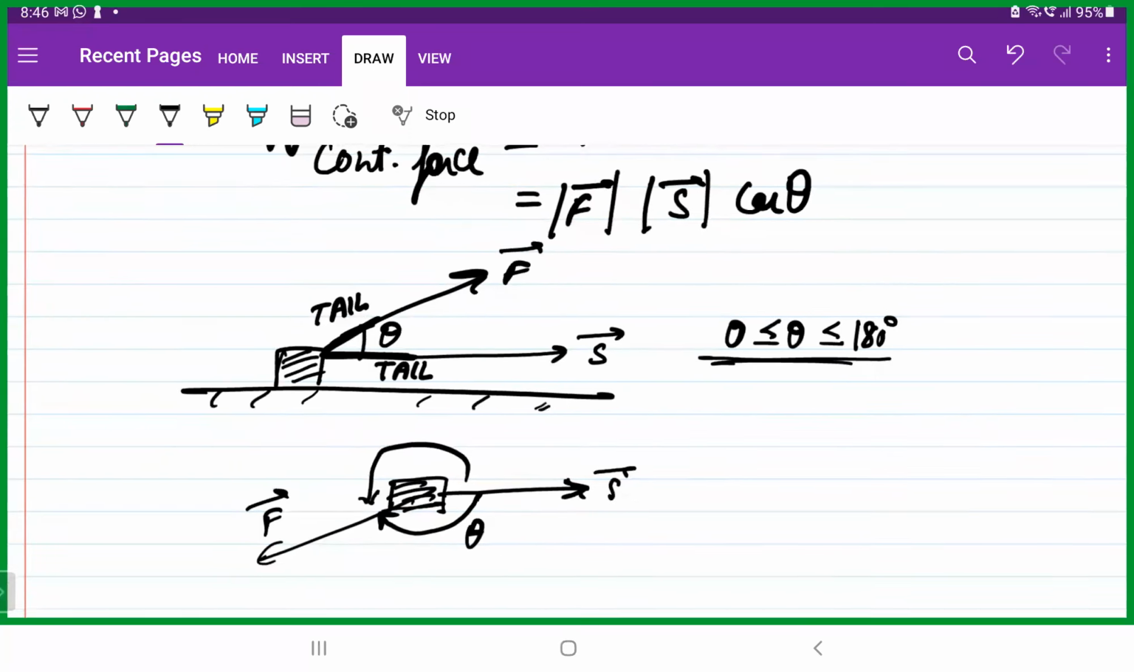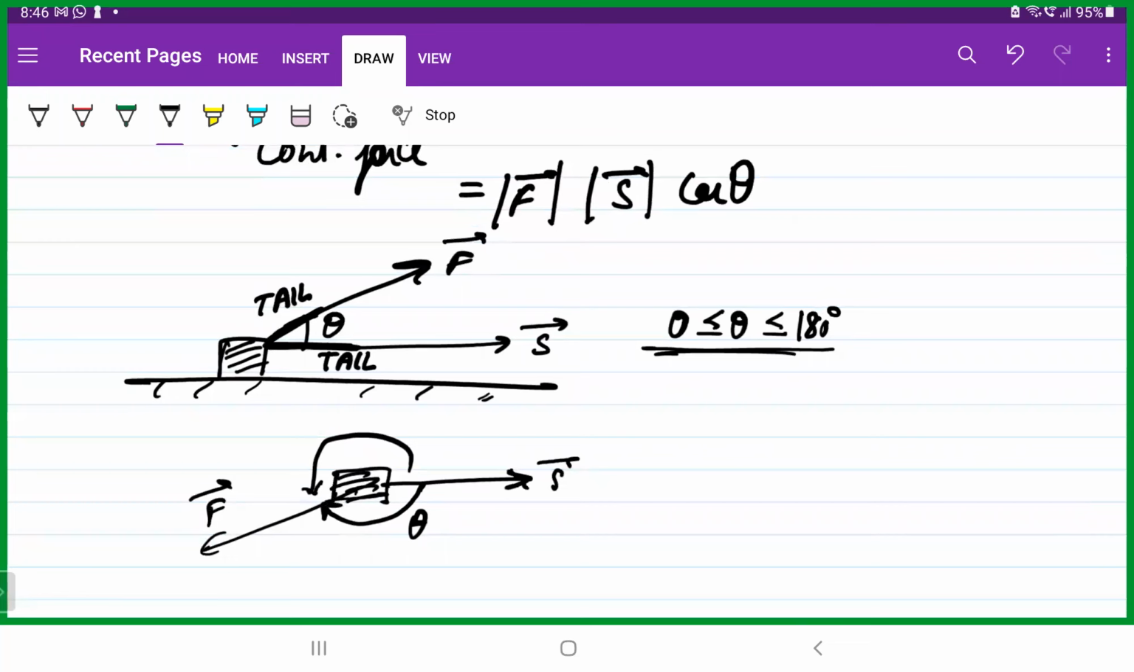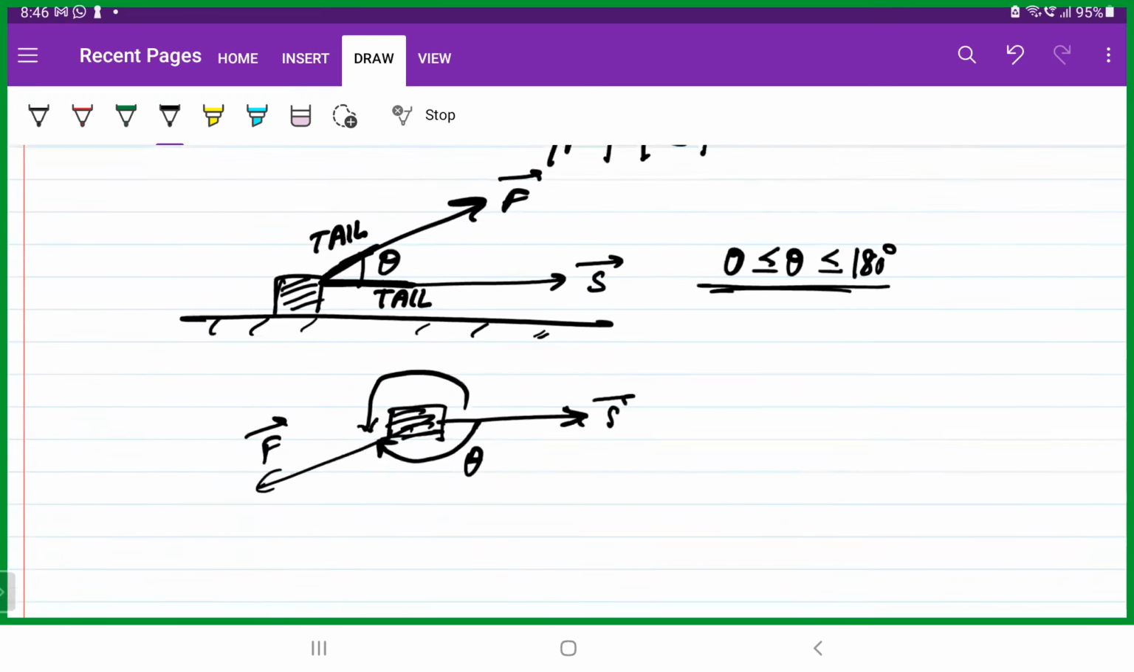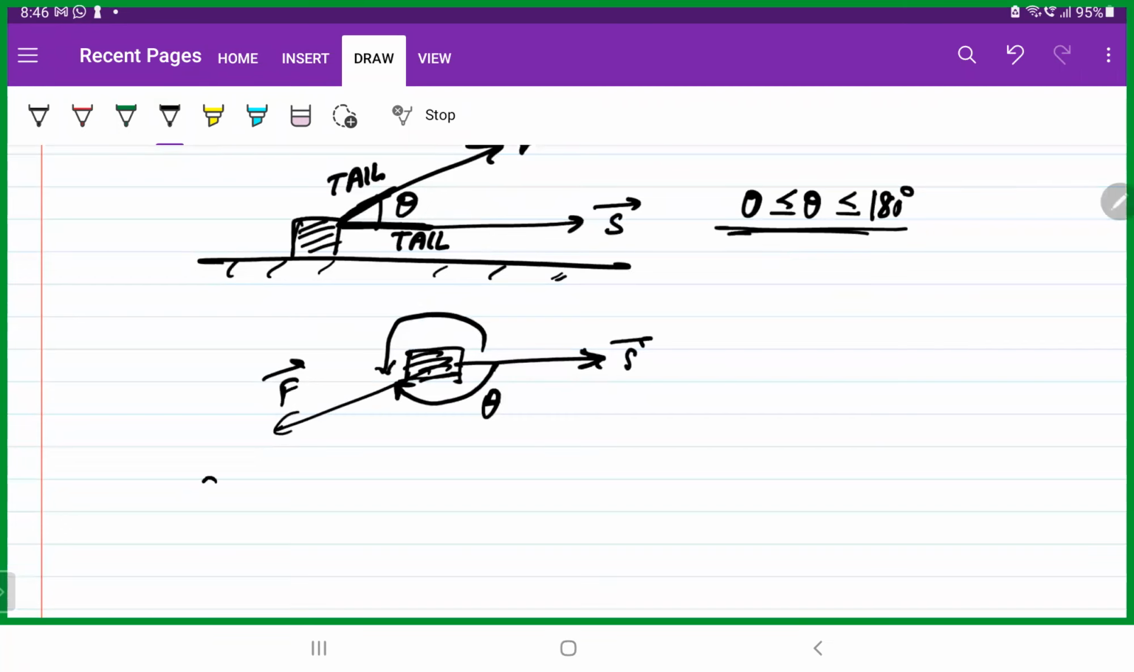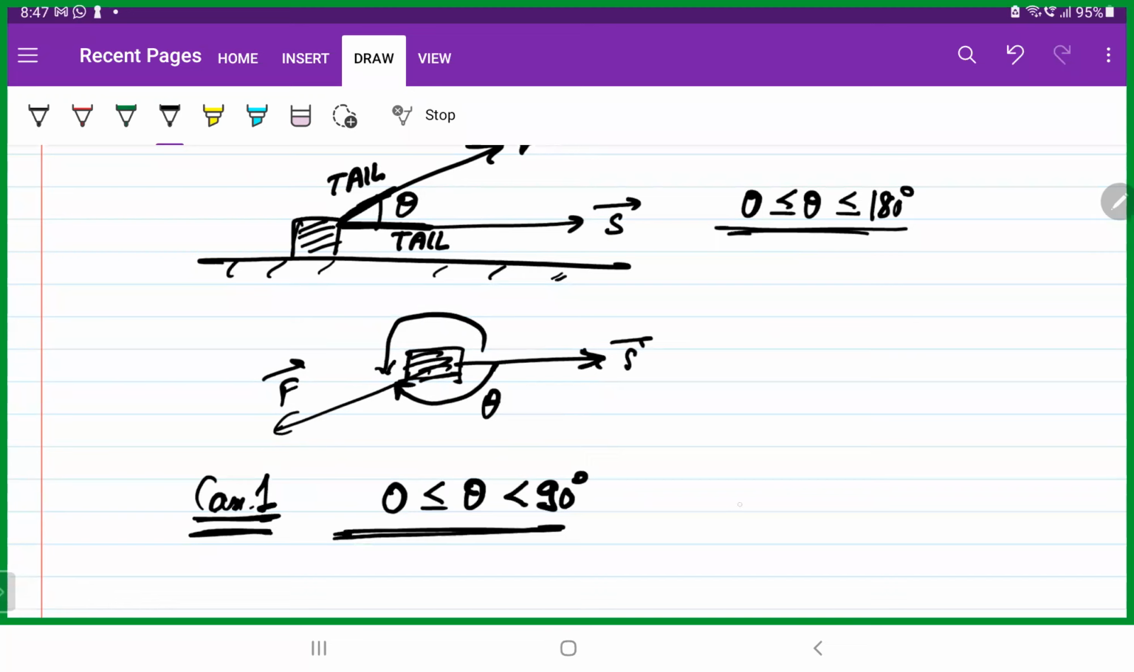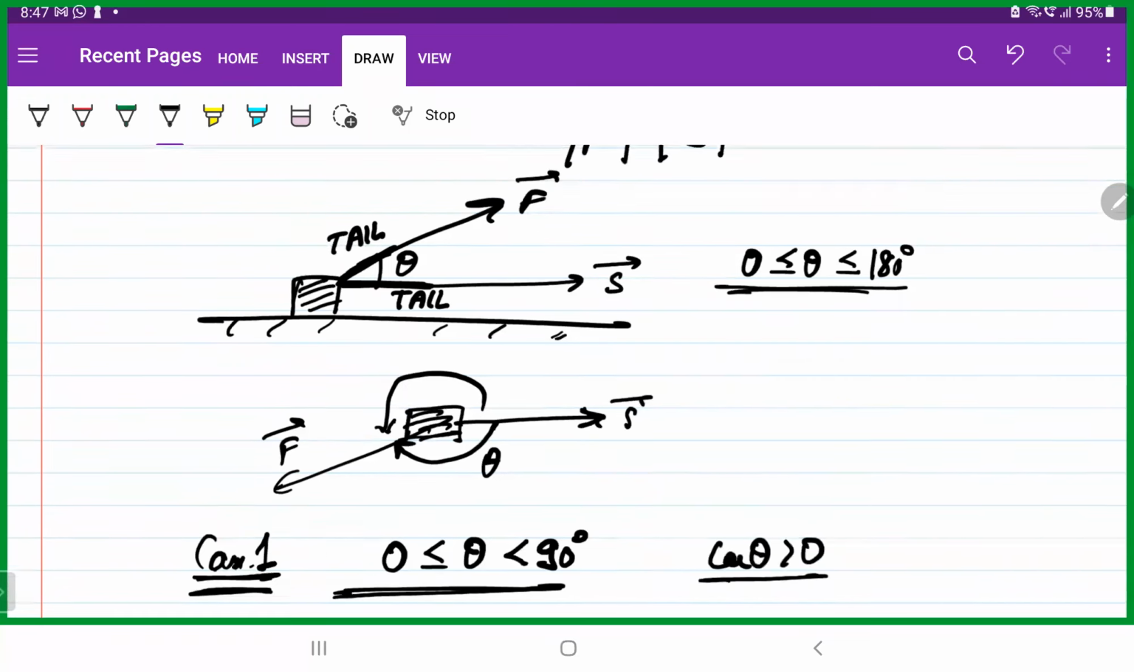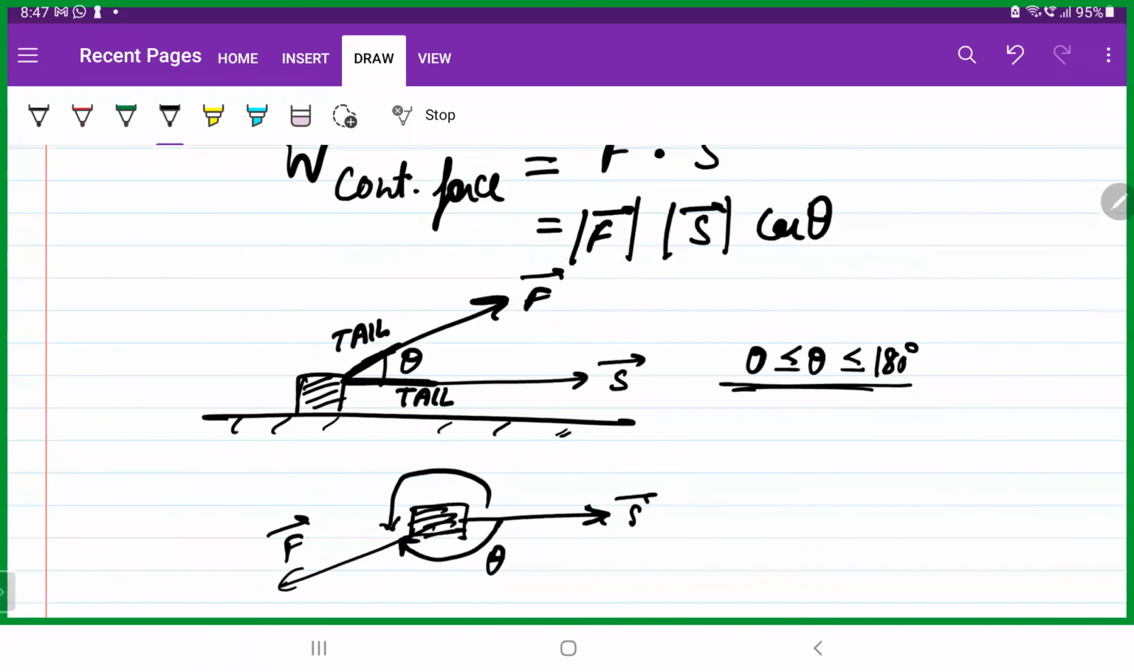Now the problem is cos theta. It's not just theta, it is cos theta. Now cos theta depends on the value. So there are three cases we have to understand here. Case 1: theta is between 0 to 90. If theta is between 0 to 90, cos theta will be positive.